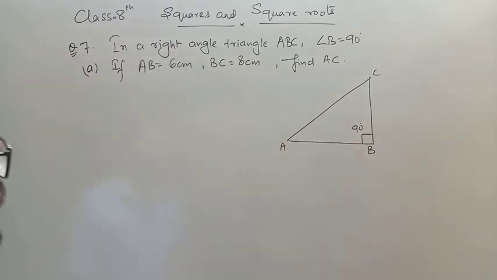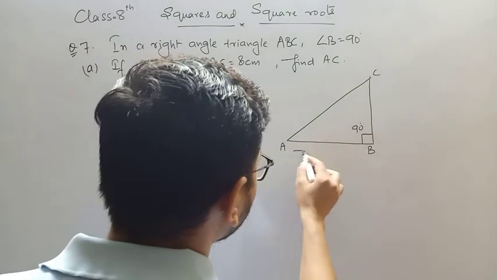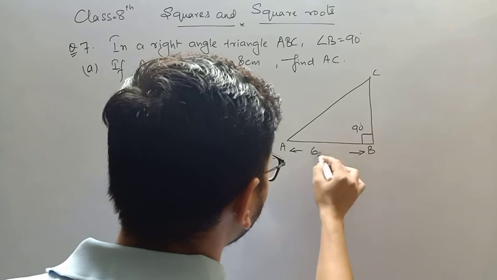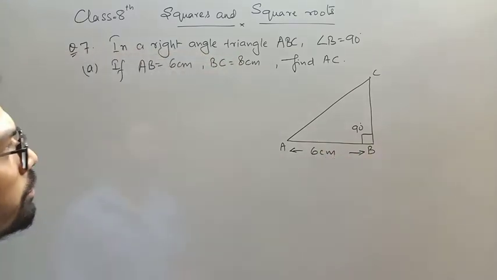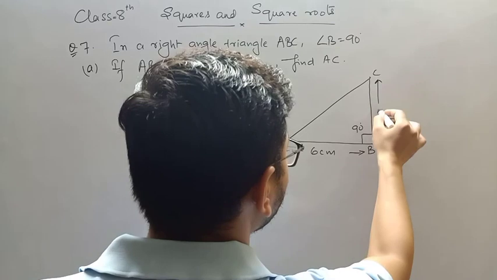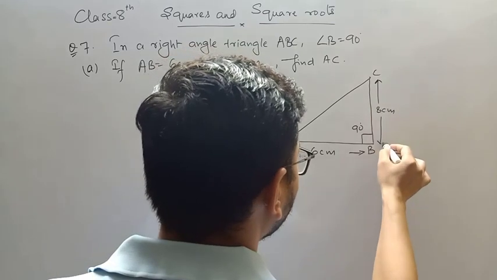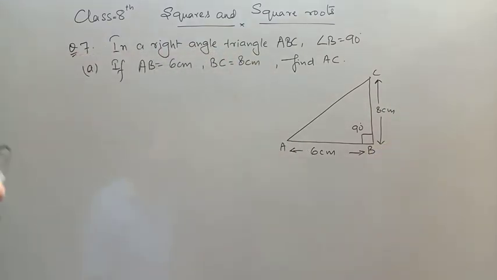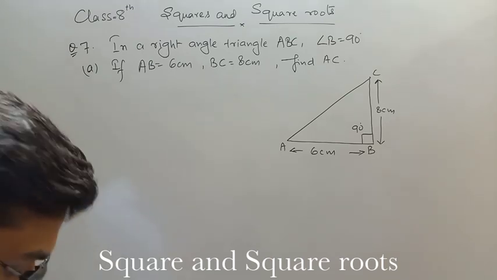If AB is 6 centimeters, this is given that this value is 6 centimeters. BC is given 8 centimeters. So you need to calculate the value of AC. You can use the Pythagoras theorem.